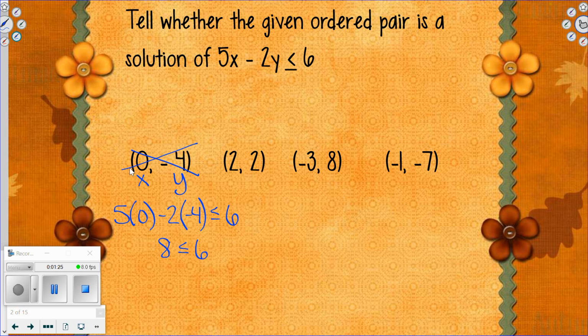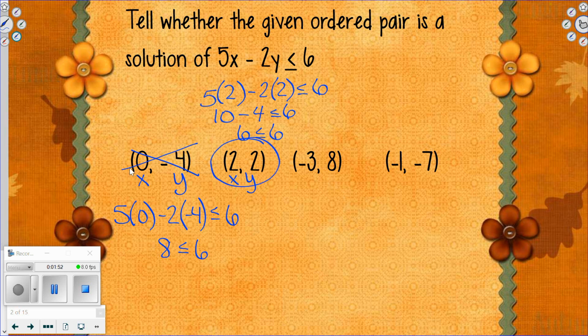Okay, what about 2, 2? So again, we're just going to plug them in, right? So 5 times 2 minus 2 times 2, is that less than or equal to 6? So 5 times 2 is 10. That gives me 4. What's 10 minus 4? Is that less than or equal to 6? Yes, it is. So that one is an answer.